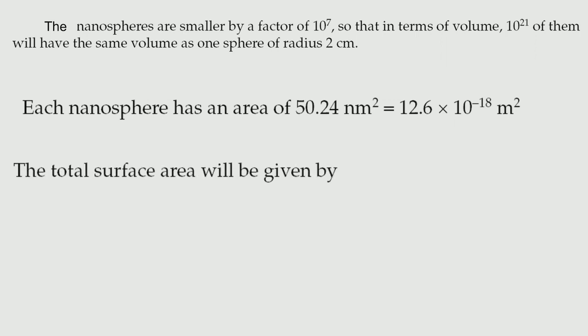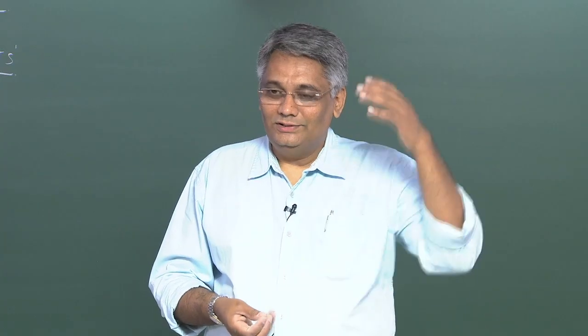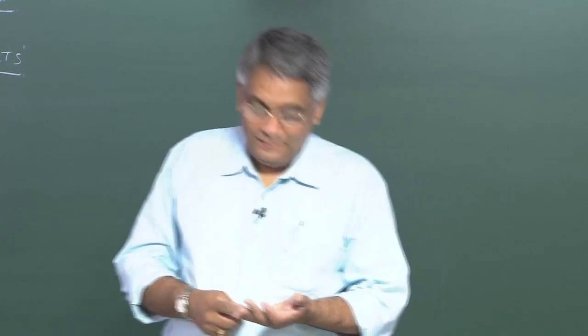The total surface area is 5.02 into 10 raised to the power of 4 meter square. If you just make a comparison, this is about 10 to the power of 7 times greater than the surface area of one single macroscopic sphere having a radius of 2 centimeters. This is again just to emphasize that the size reduction itself has positive effects. I said we have seen this.